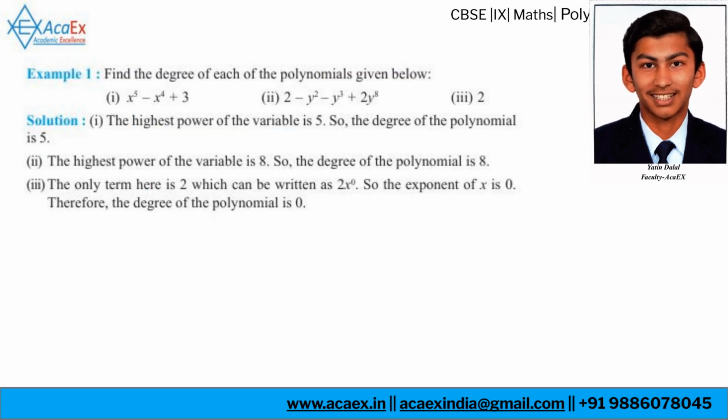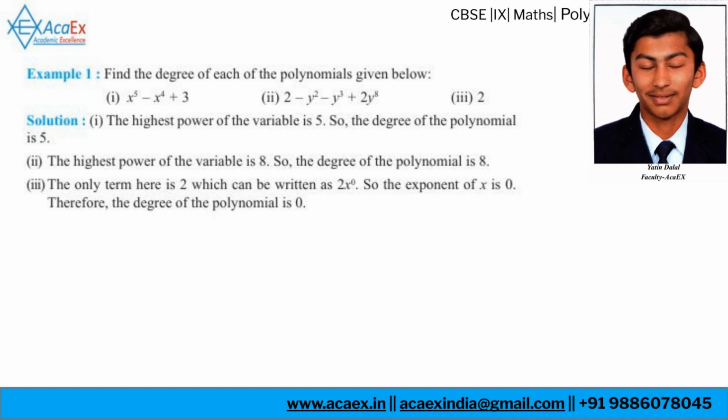Example 1. Finding the degree. Problem. Find the degree of each of the polynomials given below. 1. x to the power of 5 minus x to the power of 4 plus 3. 2. 2 minus y squared minus y cubed plus 2y to the power of 8. 3. 2. Solution. 1. The highest power of the variable is 5.